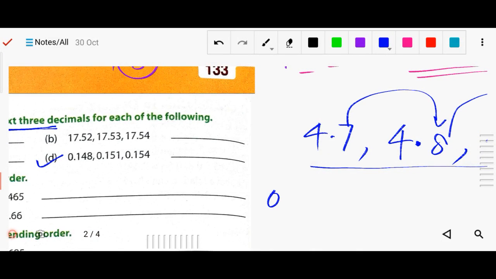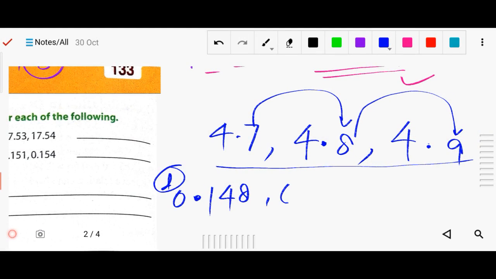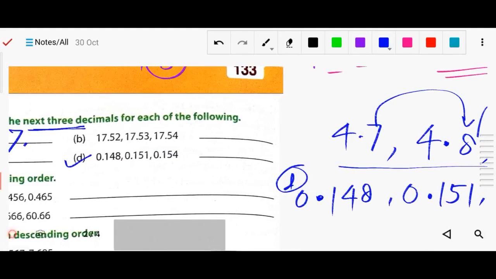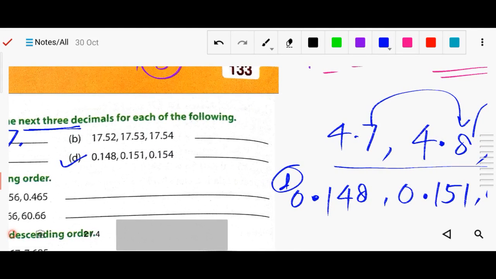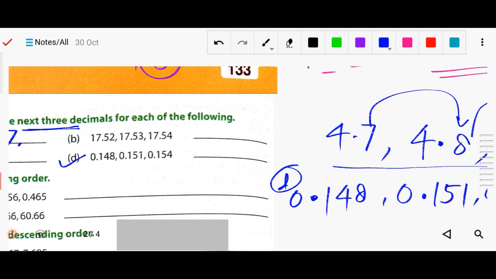The question in part D is 0.148, next is 0.151, and next is 0.154. So here we can see the pattern: 0.148, then 0.151, then 0.154. You just see how it is changing. In this pattern, how will you write the next numbers?